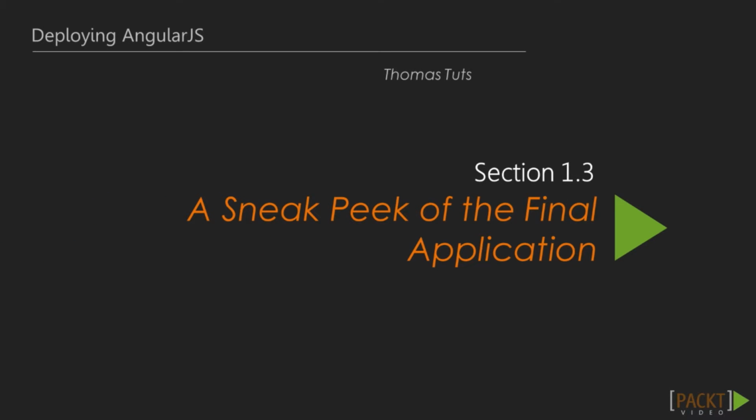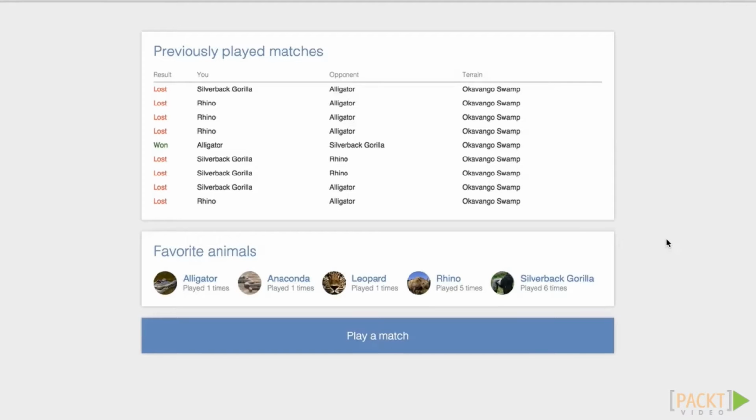This is the final video of the first section of deploying AngularJS. In this video, we're going to be taking a look at a sneak peek of the final application. The application is basically a sort of animal arena. In that arena, you have animals that you choose to play as or fight against. Every animal has a specific set of statistics. Those stats will also determine which animal will be victorious. There's the terrain as well, which influences the animal's score too. For example, a fish would do pretty horrible fighting on land.